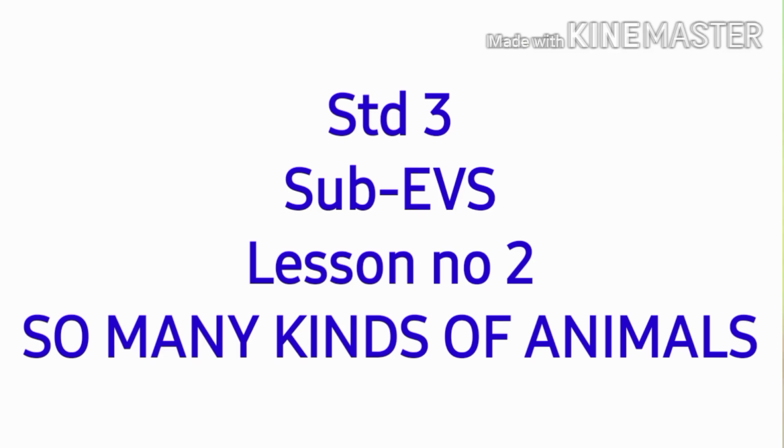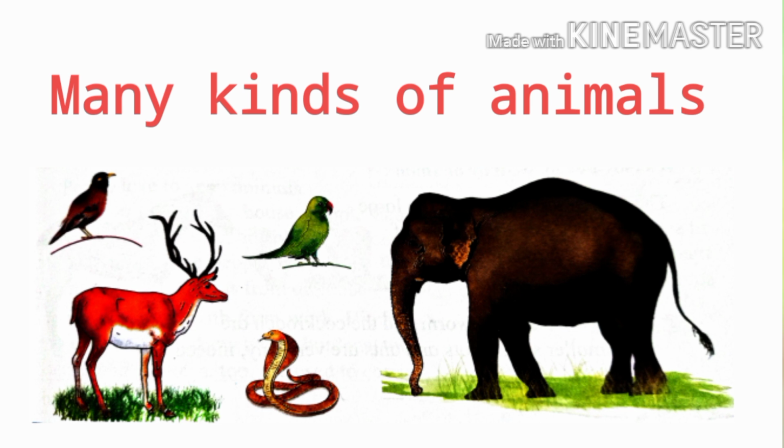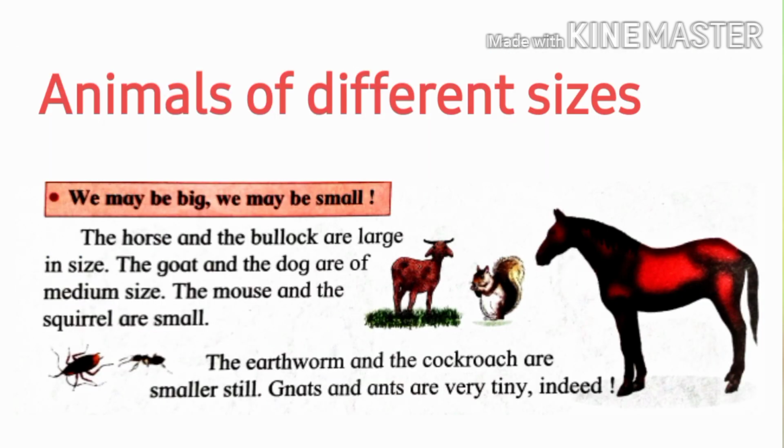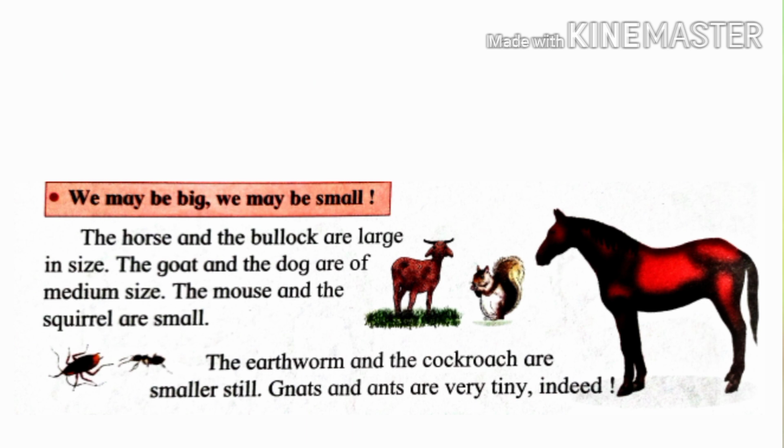Students, let's learn more about animals. There are many kinds of animals. Different animals are found in the air, on the ground, and in the water. There are a lot of differences in the colors, shapes, and sizes of animals. The horse and the bullock are large in size. The goat and the dog are of medium size. The mouse and the squirrel are small. The earthworm and the cockroach are smaller still. Gnats and ants are very tiny indeed.